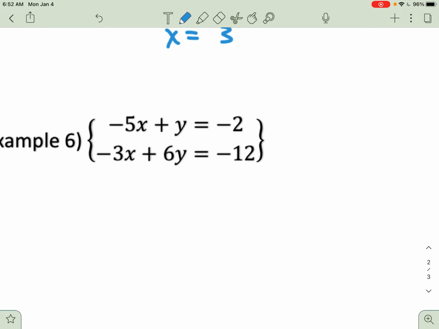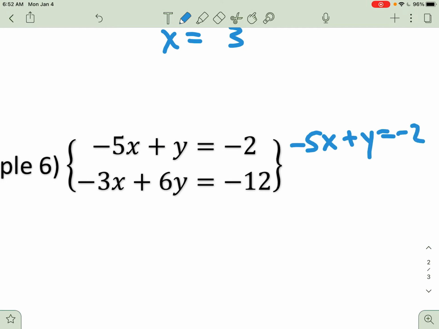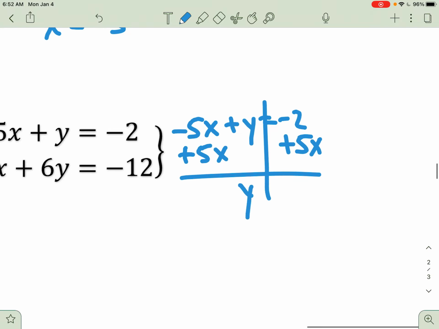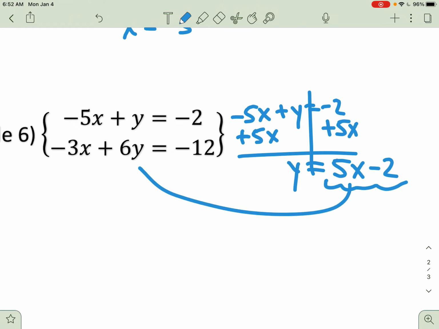Okay, example 6, same idea. Here's my singular y, so I'm going to solve for y. Negative 5x plus y equals negative 2. Add 5x to both sides. That gives me y equals 5x minus 2. Okay, I'm going to take this and plug it in for the other one.